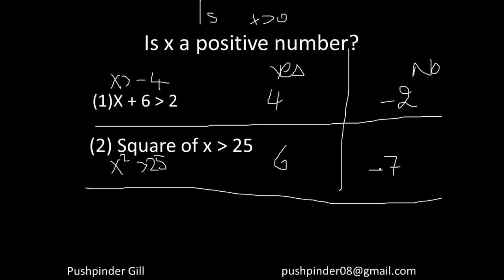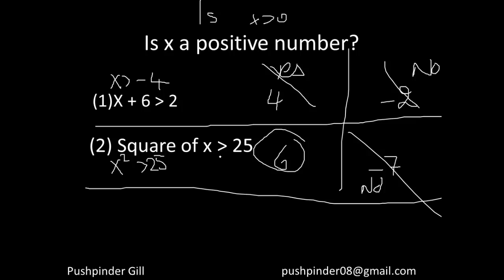Now let's try to combine both the statements and see what values survive. Is square of 4 greater than 25? No. Is square of 2 greater than 25? No. Now let's see, is 6 plus 6 greater than 2? Yeah, it is greater than 2. So this is surviving. Is negative 7 plus 6 greater than 2? No. Now this is why I have chosen these values, to show that you shouldn't blindly go by 'okay, these values survived.' Now you have a yes. Now try getting a no. Let's try to get a no.